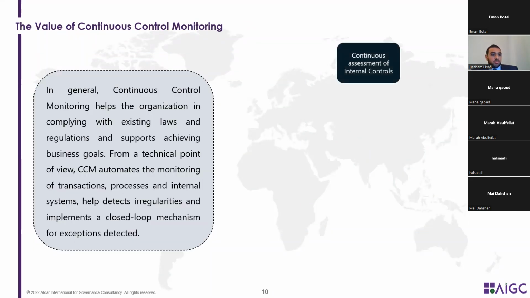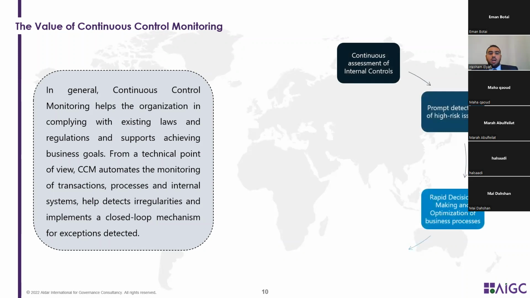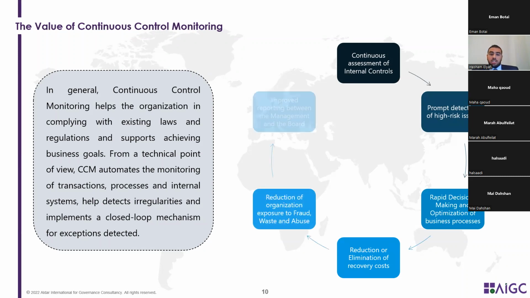So in general, continuous monitoring helps organizations in complying with existing laws and regulations and supports achieving business goals. From a technical point of view, CCM, or continuous control monitoring, automates the process of monitoring transactions, processes, or internal systems. So whenever an irregularity happens, it directly has a closed loop mechanism to identify it and act upon it. So the value of continuous auditing or continuous control monitoring lies in the fact that we will have continuous assessment of the internal controls that we put in place to overcome these challenges that we face. Whenever there is a high risk issue, it will be detected promptly.